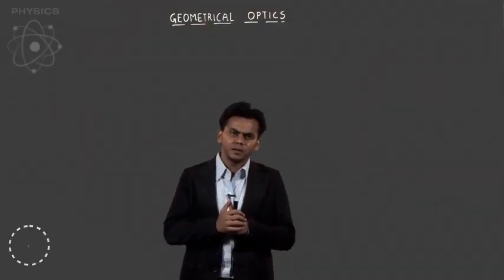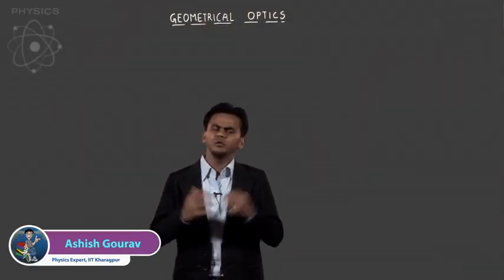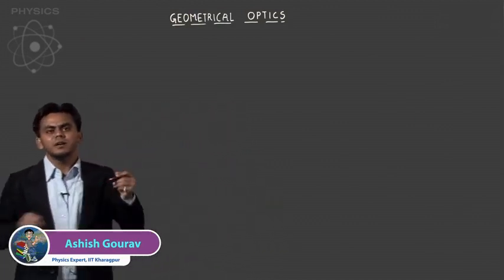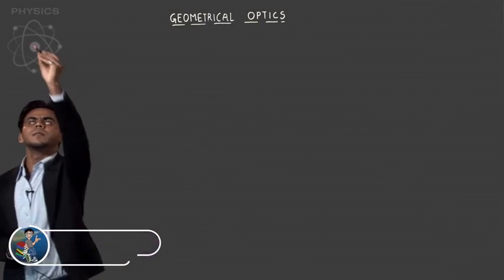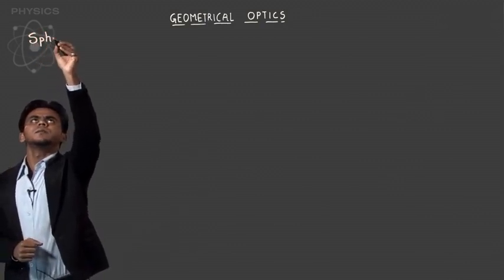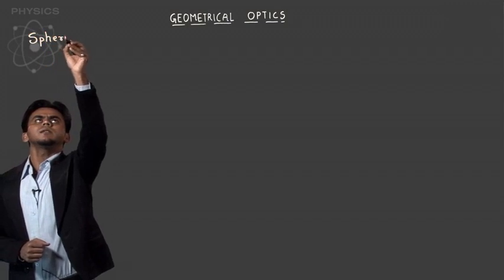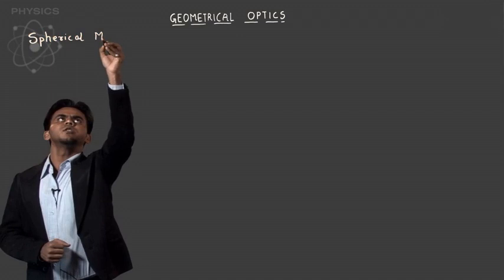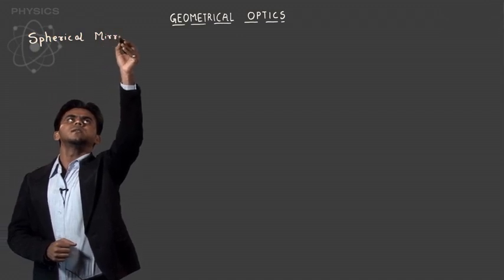Let's move on to spherical mirrors. And how do we make spherical mirrors? What we do is, we first take a sphere, and in that sphere, we can cut that sphere to form spherical mirrors. And how do we achieve that? Let's understand.